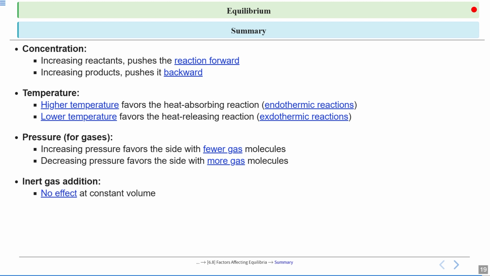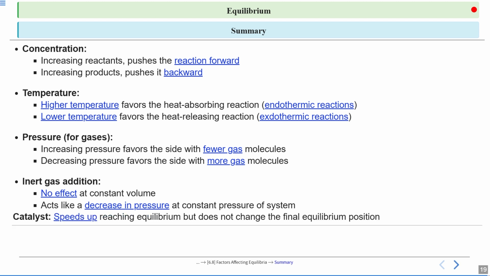If you add this thing at constant volume, then there is no effect on the equilibrium state. If you add this thing in a way which is keeping the pressure constant, then there is a decrease in partial pressure. So it acts like a decrease in pressure. Okay, so the reaction proceeds in that way, which has larger number of moles. What about catalyst? It is not changing the equilibrium state nor the equilibrium constant. It only speeds up the reaction so that the equilibrium can be reached faster.